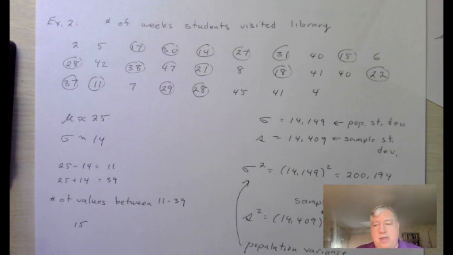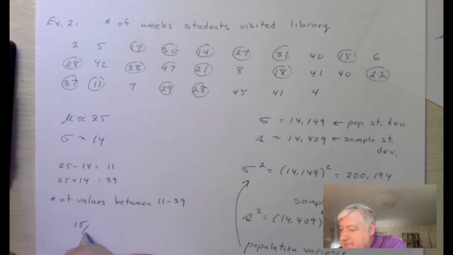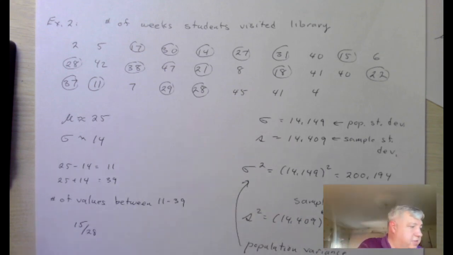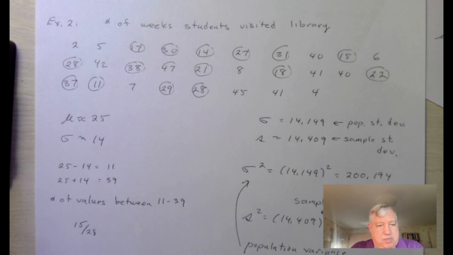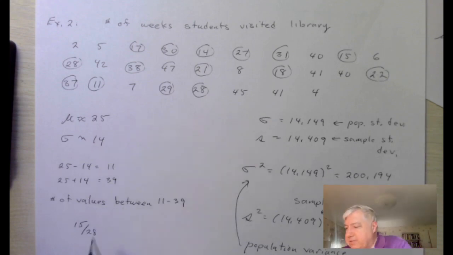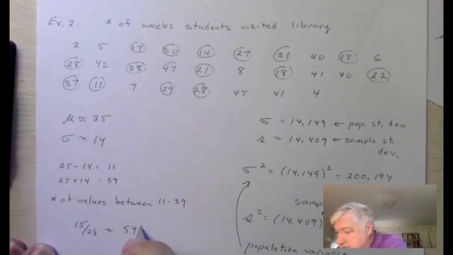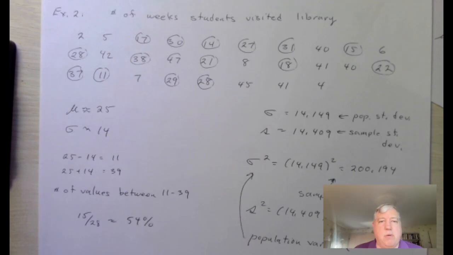So that's 15 out of 28, which is just a little bit over 50%, right? 15 divided by 28 is about 54%. All right, so a little more than half the values are within one standard deviation of the mean.